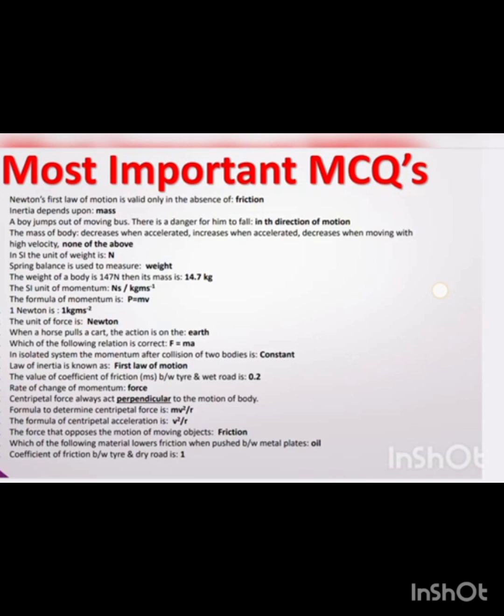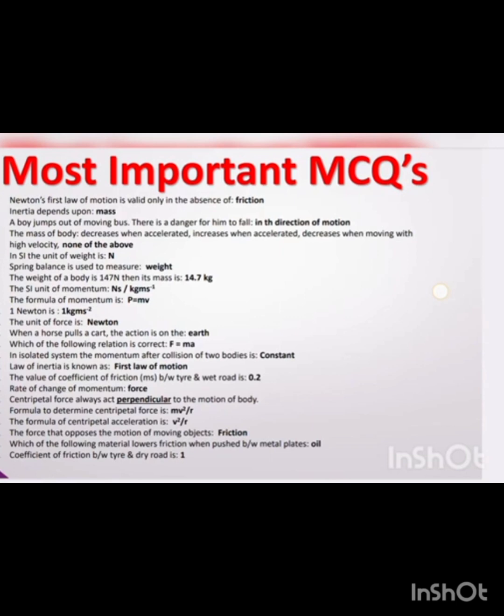In SI, the unit of weight is Newton. The spring balance is used to measure weight. The weight of a body is 147 Newton. Its mass is 14.7 kilogram. SI unit of momentum is Newton second or kilogram meter per second. The formula of momentum is P is equal to mv. 1 Newton is equal to 1 kg meter per second square.